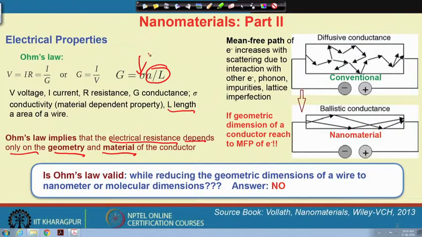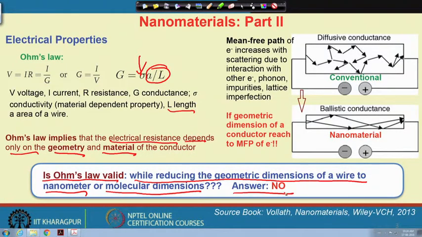And in case of a nanomaterial, when the size scale is below 100 nanometer, whether it is a particle, rod, tube or plate, does it have any effect on Ohm's law, or whether Ohm's law is valid or not? So, let us say while we are reducing the geometric dimension of a wire to a nanometer, or the molecular dimension? The answer is simply no. So, we cannot use Ohm's law for nanomaterial, or the law is not applicable.